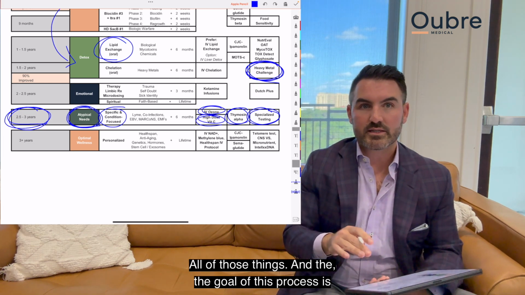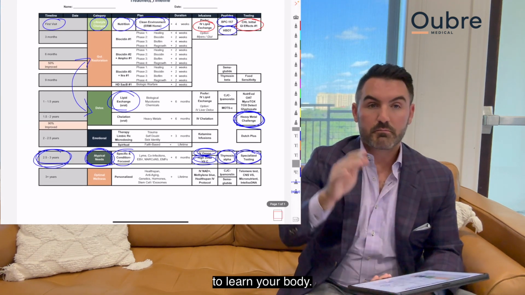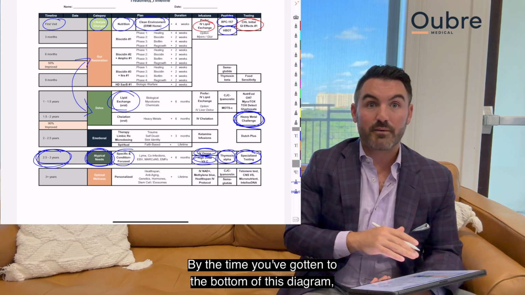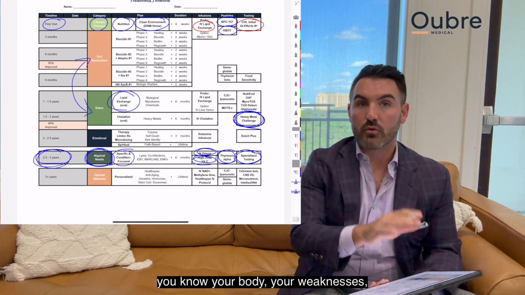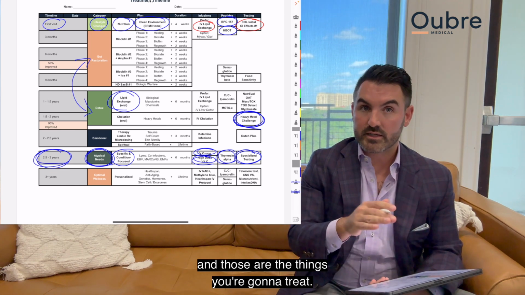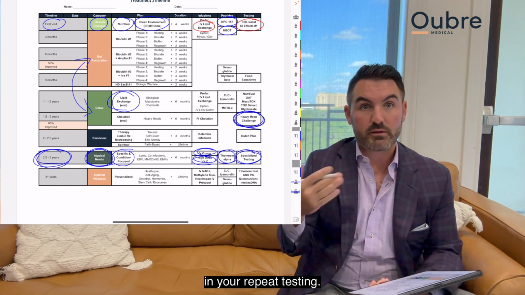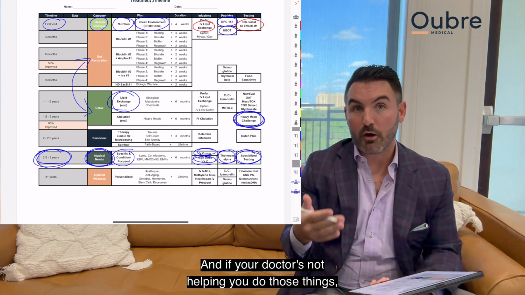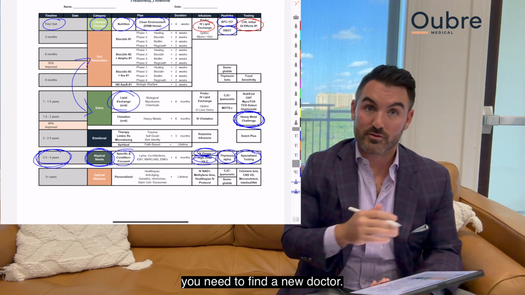And the goal of this process is to learn your body. By the time you've gotten to the bottom of this diagram, you know your body, your weaknesses, your unique individualities, and those are the things you're going to treat. Those are the things you're going to focus on in your repeat testing. And if your doctor's not helping you do those things, you need to find a new doctor.